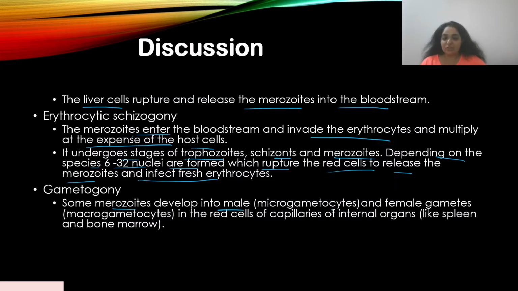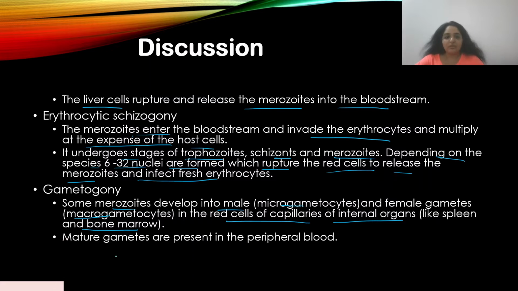So the male are microgametocytes, I mean they're small in structure, and the female gametes are macrogametocytes, in the red cells of capillaries of internal organs like spleen and bone marrow. That means spleen and bone marrow also are being affected. The mature gametes are present in the peripheral blood. So if you want to look for mature gametes, you will find them in the peripheral blood. The immature ones that are growing up, you will find them in the red cells of capillaries of internal organs.